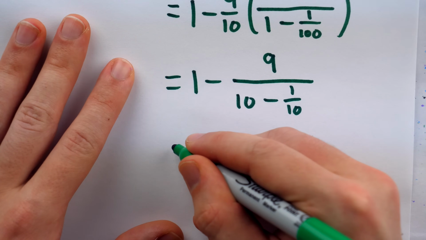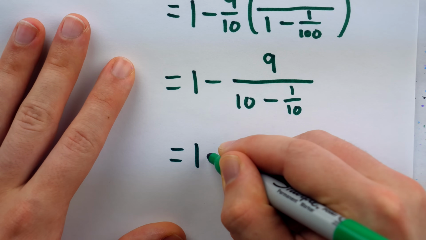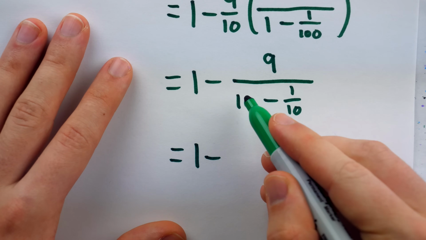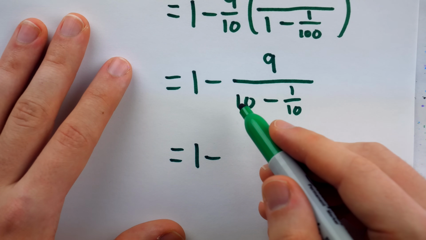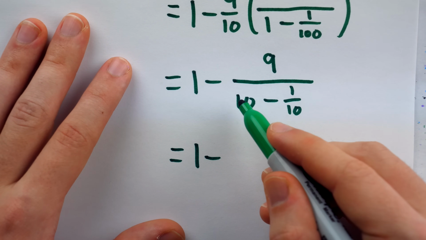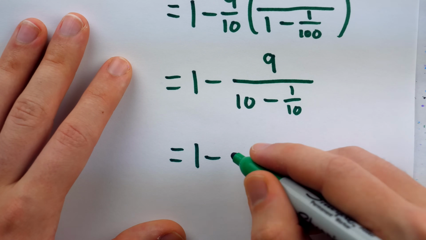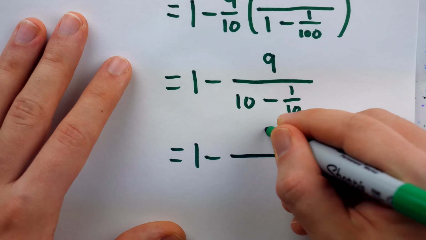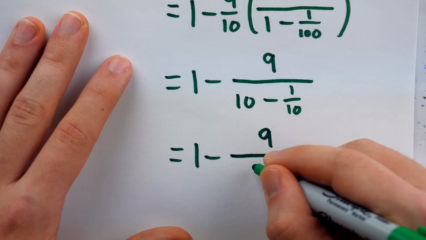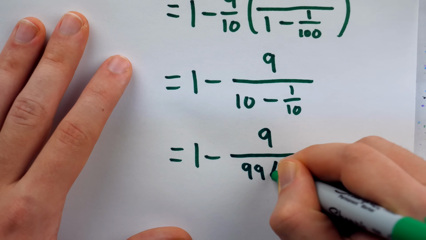Continuing to simplify, we have 1 minus 10 is the same as 100 over 10. So this is going to be 100 minus 1 all over 10. In other words, 99 over 10. That's what's in the denominator. So this is 9 divided by 99 over 10.